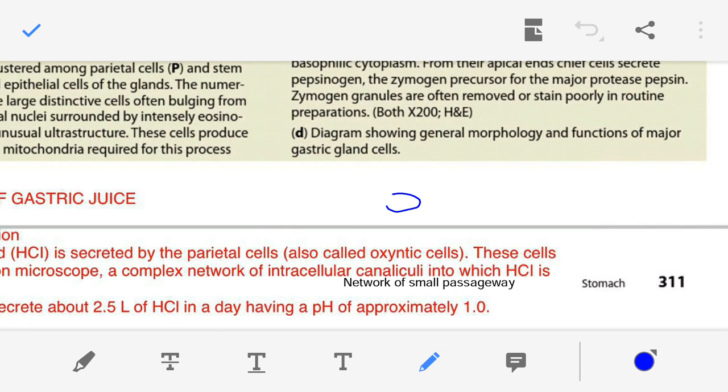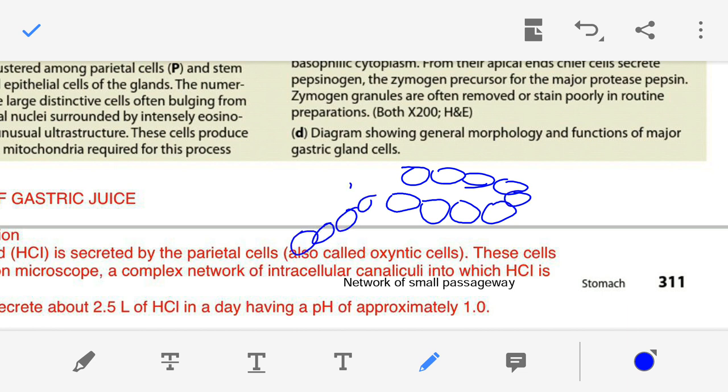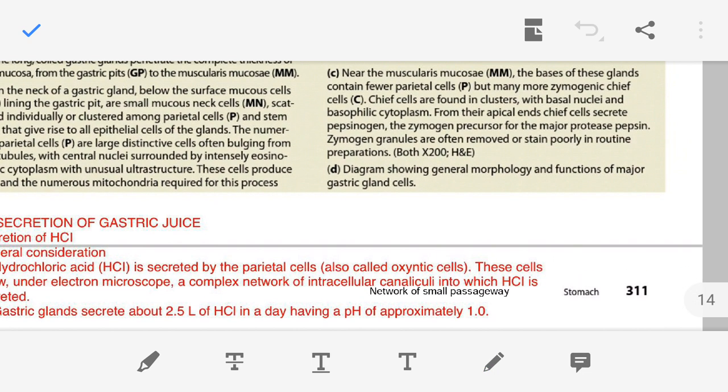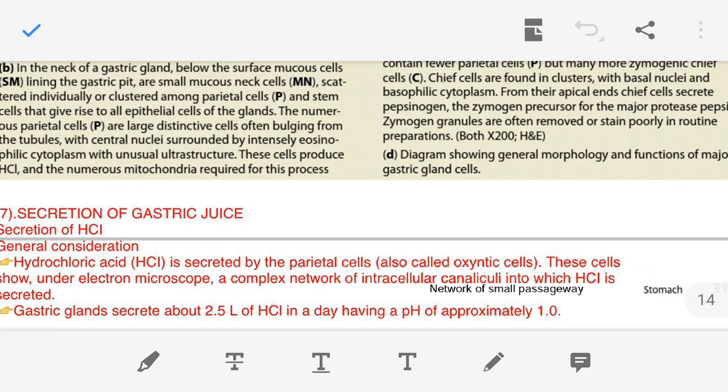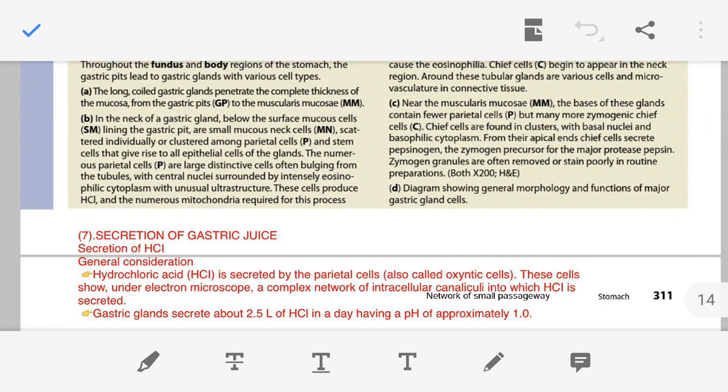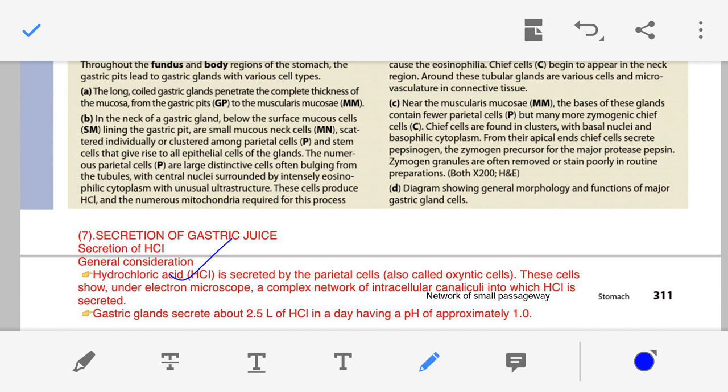Let's say one cell, then a second cell, then a third, fourth, then some other cell. If these cells are secreting HCl, this is a canal and this is a canal, and these very minute canals join together and are known as the canaliculi. So a network of canals is known as the canaliculi, a network of small passages in which the HCl is secreted. This gastric gland secretes approximately 2.5 liters of HCl every day, with a pH of 1. So the pH of HCl is 1.